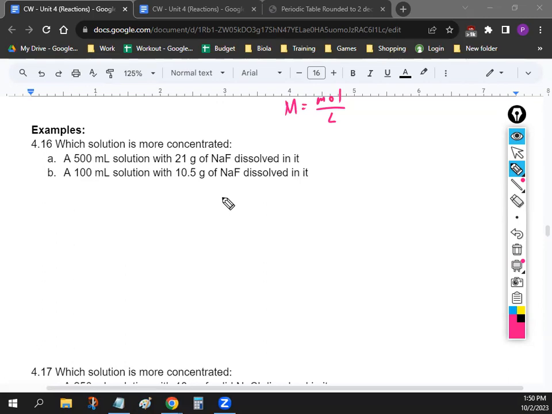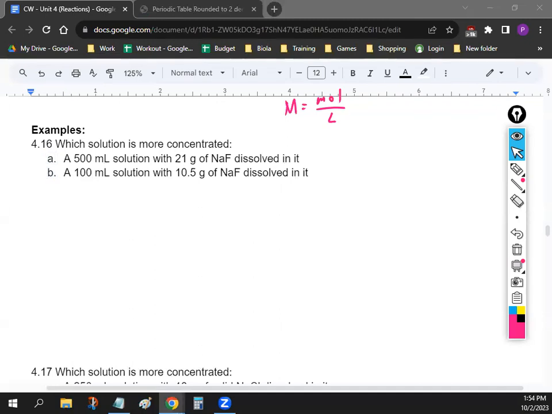Do you guys want me to try one for you first? Okay, you don't need me. All right, so try it out. See if you can find the molarity of solution A and solution B, and then compare which one is more concentrated. Take about maybe 3 minutes to do that.